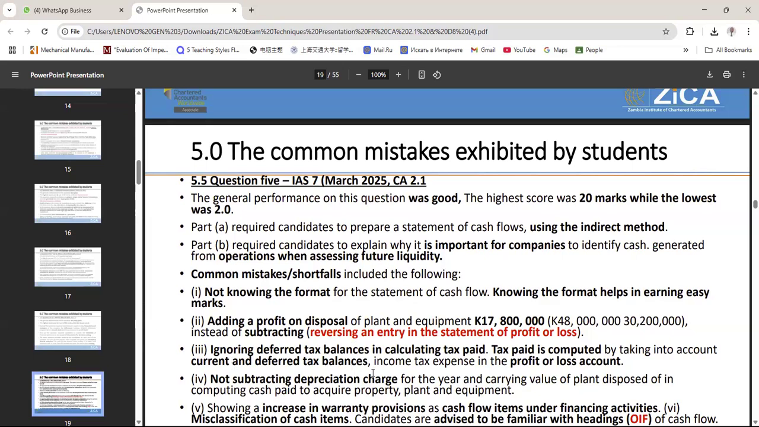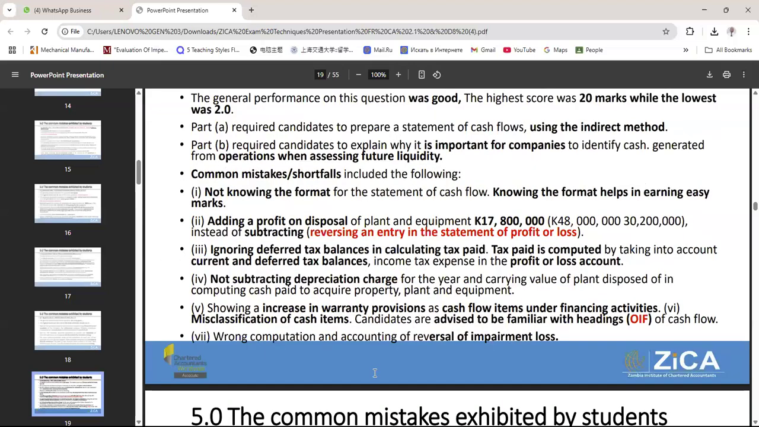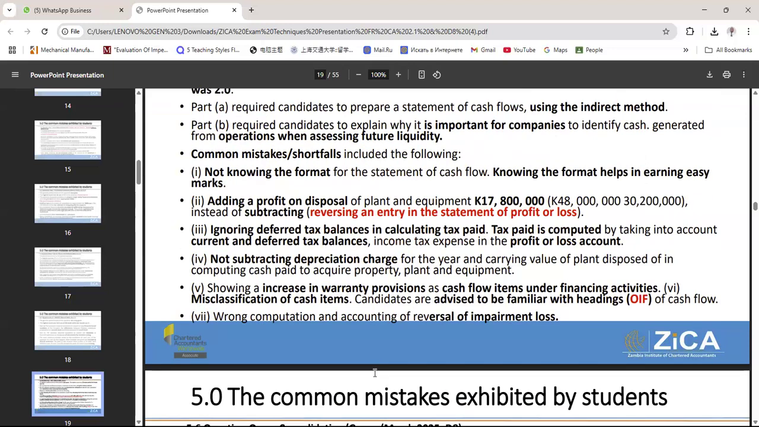Not subtracting the depreciation charge for the year to come up with the gain or loss when the asset was disposed. Basically what happened here, they gave us the cost of an asset and the disposal proceeds. So students compared the cost and the disposal proceeds instead of comparing with the carrying amount.